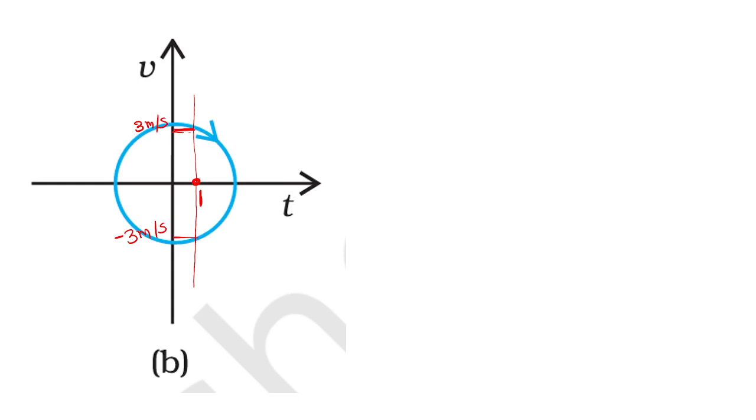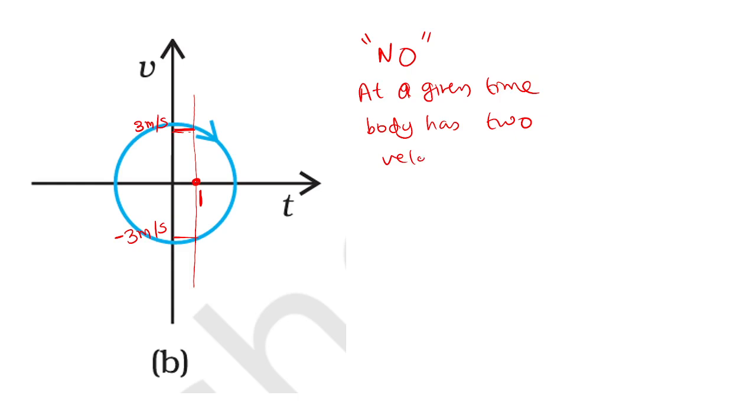Clear? Understood? So this never represents one dimensional motion, because at a given time, here the reason is the body has two velocities, which is not possible.